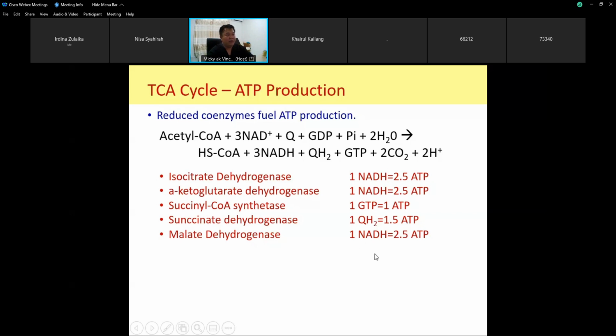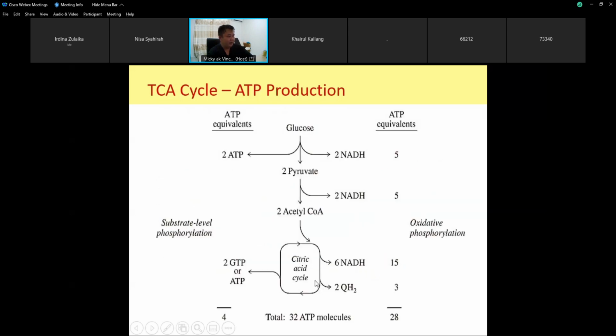Jadi kalau dikira semua ni, by the end of the Krebs cycle, 10 ATPs are produced, actually from all this NADH and the GTP. The GTP ni ATP lah, right? So please take note of that, right? So this is again just the number lah.